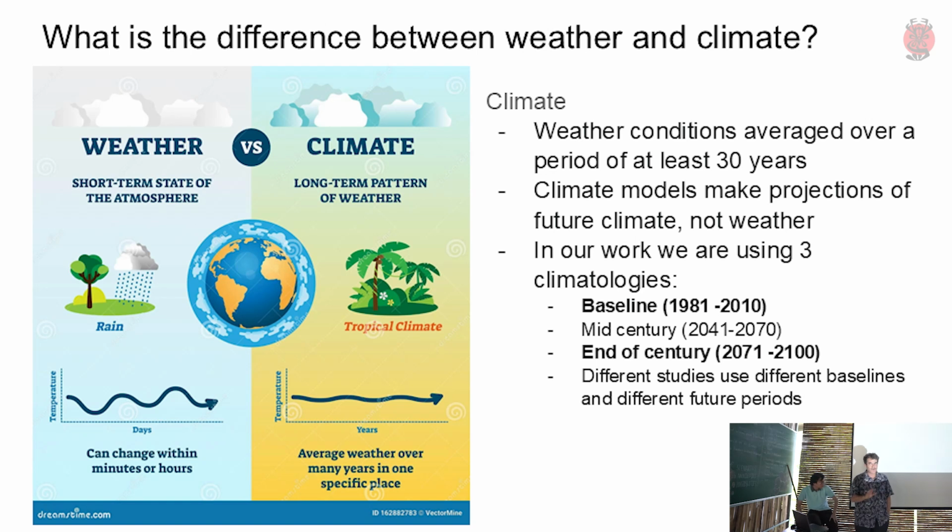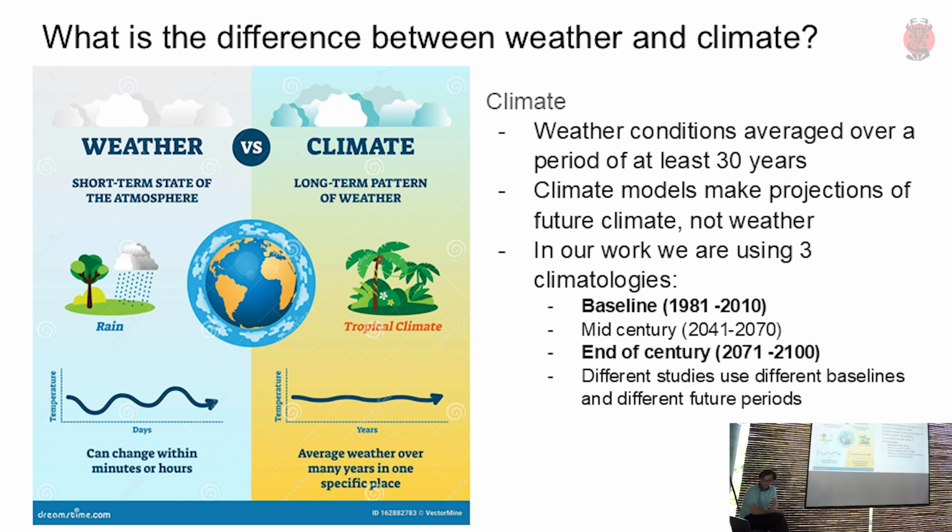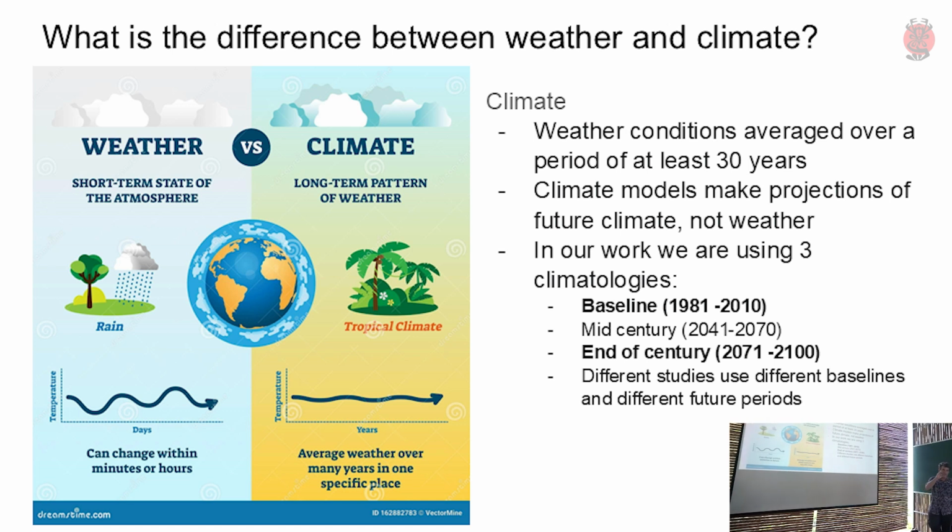Okay. I need to ask you, do you know the difference between weather and climate? Weather, if you go out there now, you will experience weather. It's what you feel in terms of temperatures, winds and rain. Climate is slightly different. Climate is the long-term pattern of weather, and typically it's the average weather condition over at least a 30-year period. So when we're talking about climate, we're talking about the averages for a 30-year period.